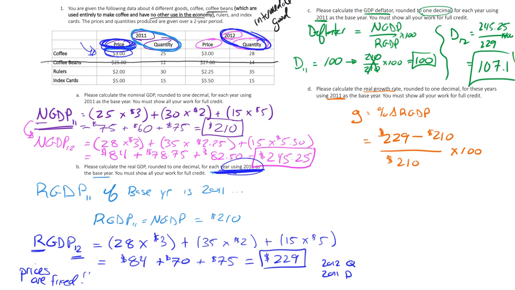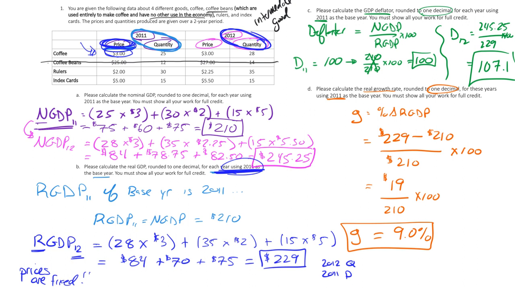We simplify this down, meaning that our numerator is going to be 19, which was my change, divided by my 210, times 100. We'll use a calculator here. Again, we'll want 1 decimal place, which is in the directions. Always read your directions. And so we'll get the growth rate between these years to be 9.0%.